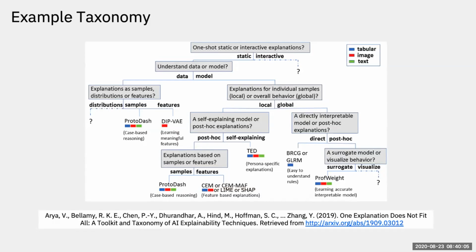Now, if we go back up and are aiming for a global explanation for the entire model, then the question again is, do we want something post hoc or do we want a directly interpretable model? So a directly interpretable model would be a Boolean rule set, for example, which the Boolean rule sets with column generation or the generalized linear rule models can yield for us. And on the post hoc side, we might want a surrogate model such as ProfWeight. These are just examples. There are many different explainability methods out there. This just represents a subset.